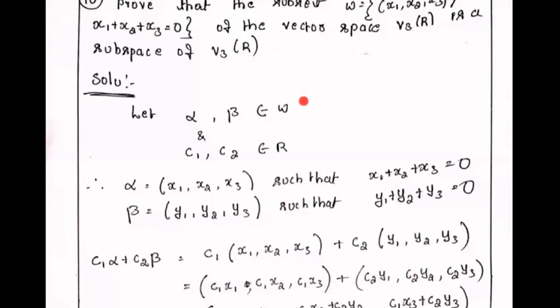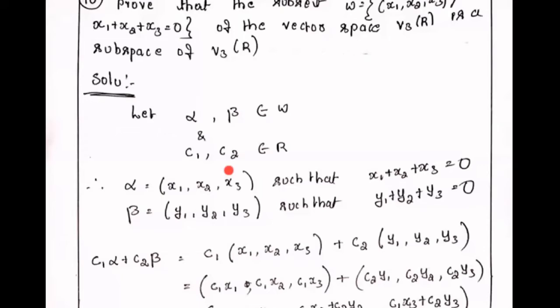So that will be in W. That means that if you add all the elements in alpha, it becomes 0. If you add all the elements in beta, it becomes 0. Then you are considering two constants, C1 and C2, that belong to the real numbers, R. Since alpha and beta belong to W, definitely they will have 3 coordinates, x1, x2, and x3, right?